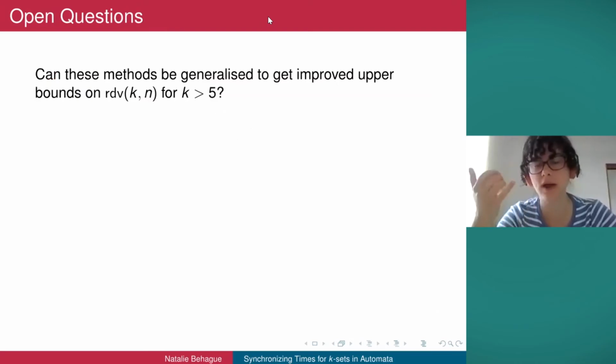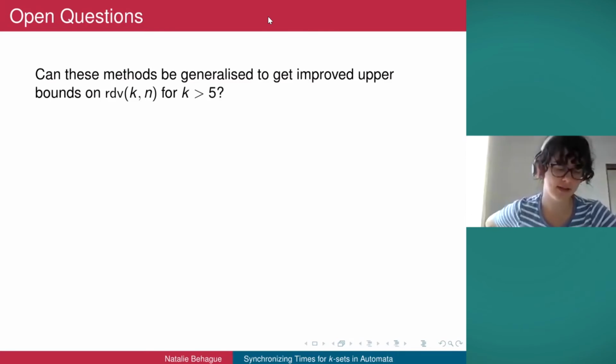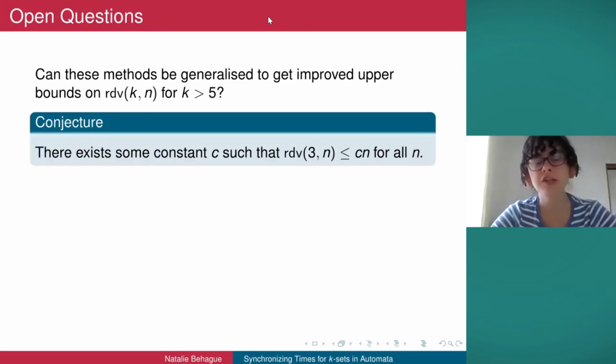Because that's where the problem lies. So could we generalize this to get improved upper bounds for k greater than 5? But we conjectured that this isn't even particularly strong. Our bound is like 0.191 n squared for k equals 3, but we have no reason to believe that it couldn't be some constant times n for k equals 3 to get from a triple to a singleton.